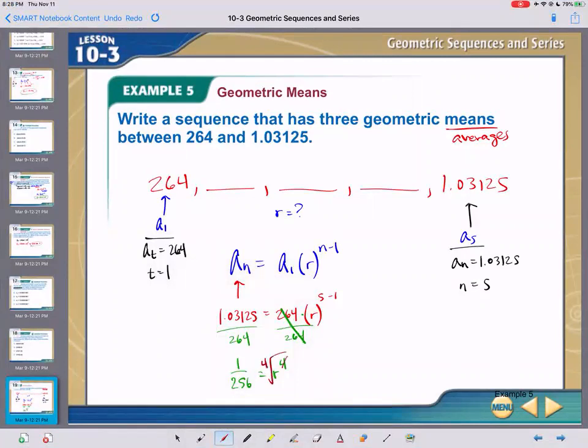But anytime you add a root that's even, it comes with a plus or minus. For that reason, the rate is plus or minus 0.25. So now that we know our rate, I'm going to go ahead and circle that, even though that's not part of the answer. That wasn't much of a circle. Let's do this again. Here we go.